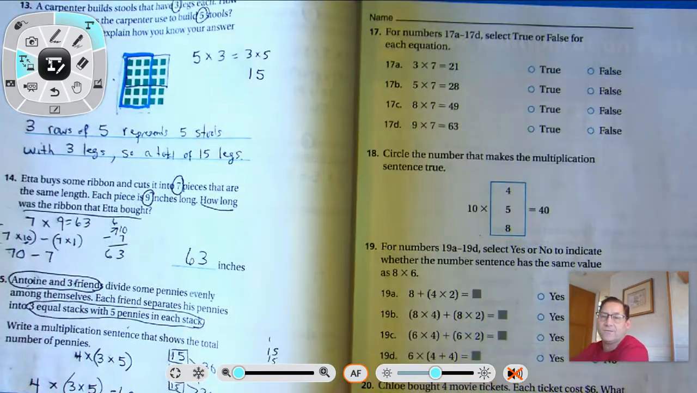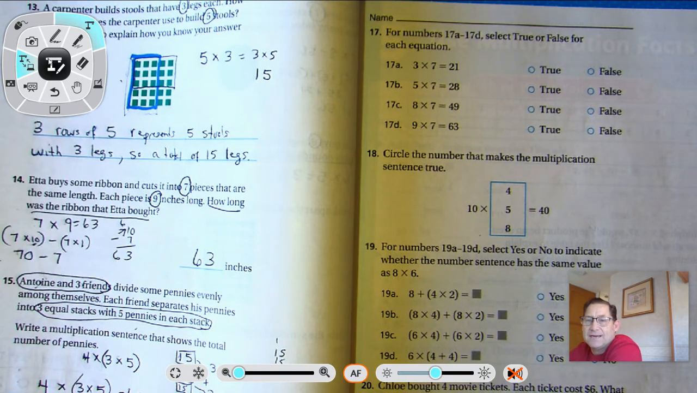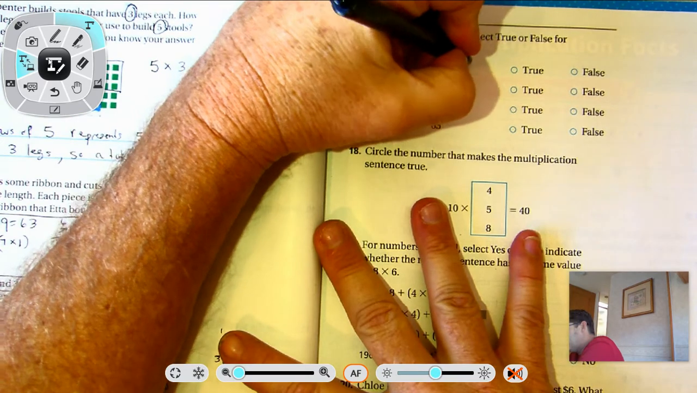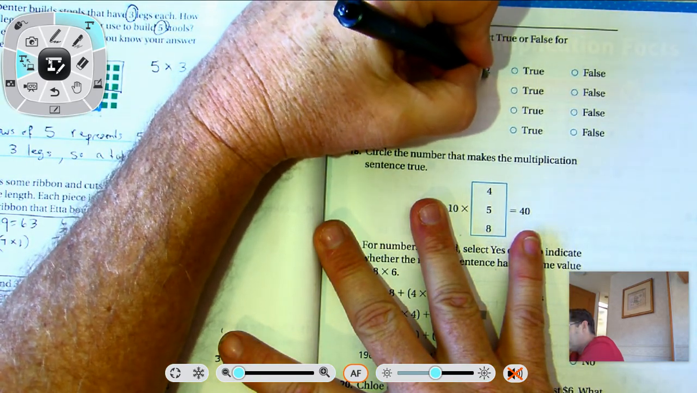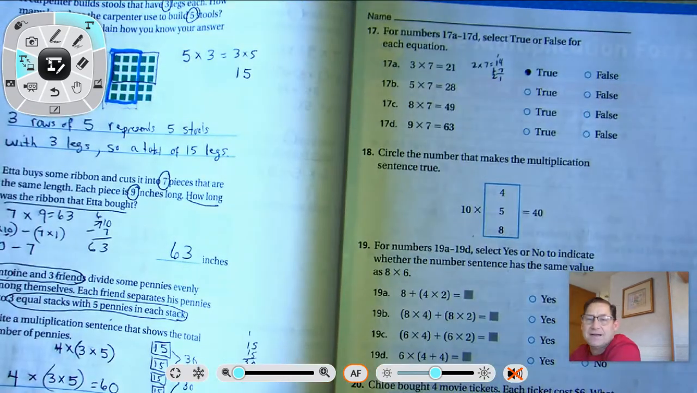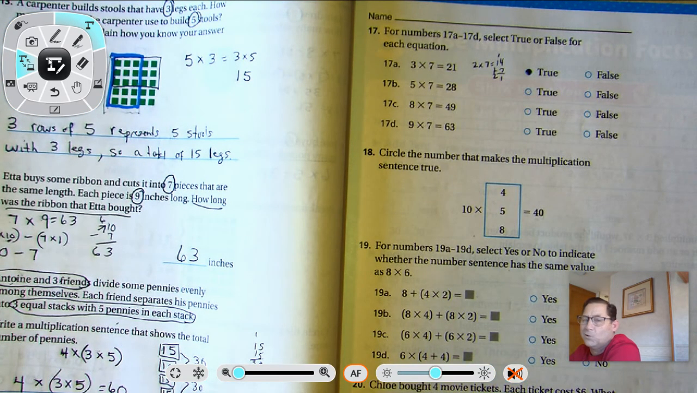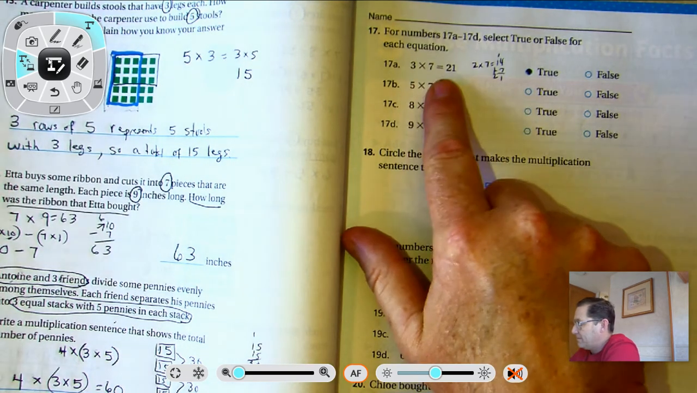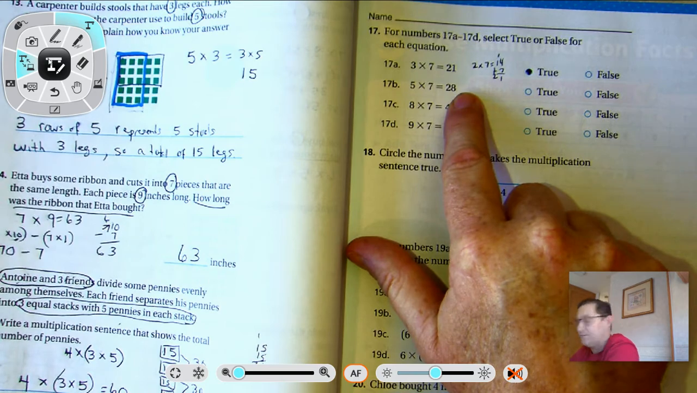All right, number 17. For 17a through 17d, select true or false for each equation. Is 3 times 7 21? Well, I know 2 times 7 is 14. So 3 times 7 would be 1 more 7. 21, yes. 5 times 7 is 28. No. If 3 times 7 is 21, 1 more 7 would put me at 28. That would be 7 times 4, so no.